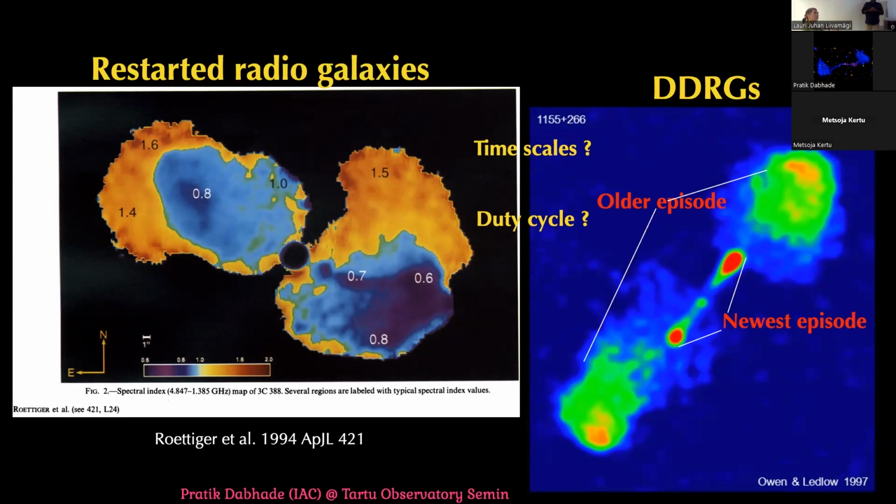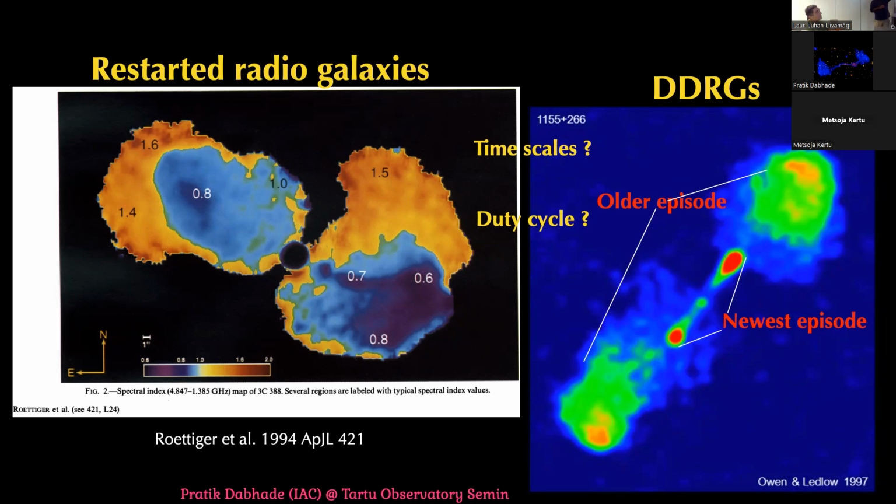Okay, so restarted, on the left, what you see is a typical restarted radio galaxy. On the right, what you see is also a restarted galaxy, but that we call a double-double radio galaxy, DDRG. Because there you see clear morphological signs in the radio that there was AGN activity which stopped and then resumed again. Whereas on the left, what you see is not a radio image as such, but a spectral index image, which one creates by combining two different radio images at different frequencies. So it will become clearer.